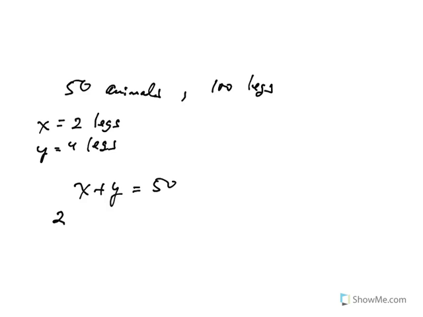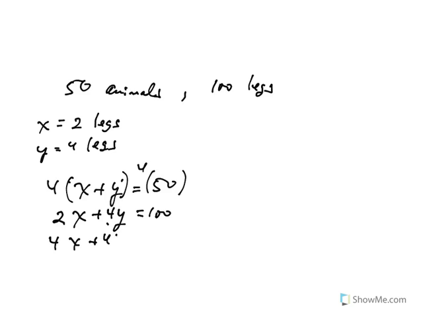But the two-legged animals, there are x of them, so 2x is the number of legs that altogether those animals have. And then 4y is how many legs the four-legged animals have. So there's my system of equations. I wish these y's were the same number, and I can easily make them the same number by taking the first equation and multiplying both sides by 4.